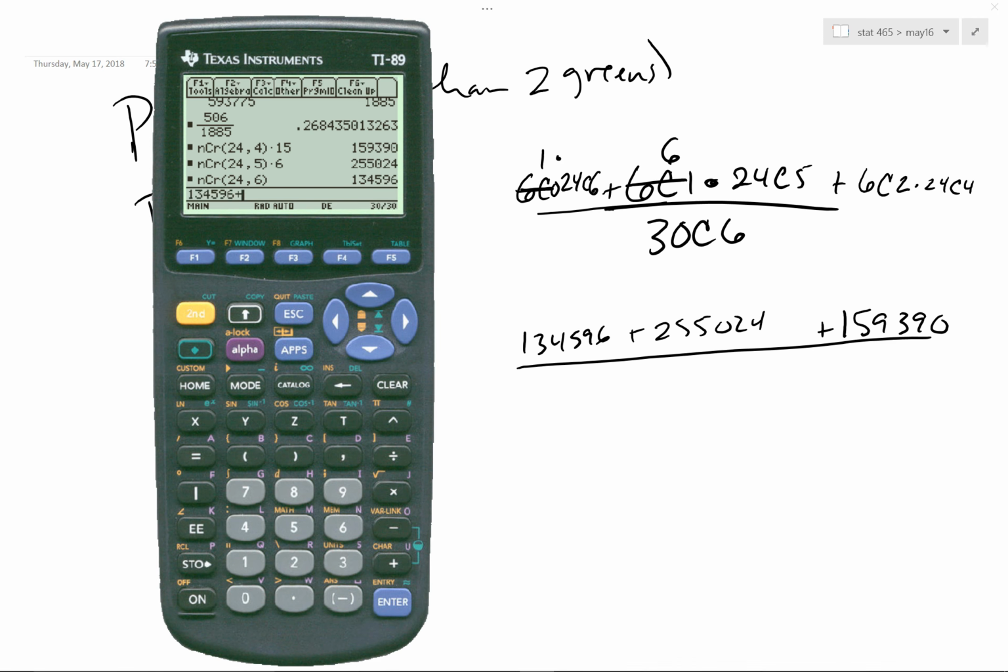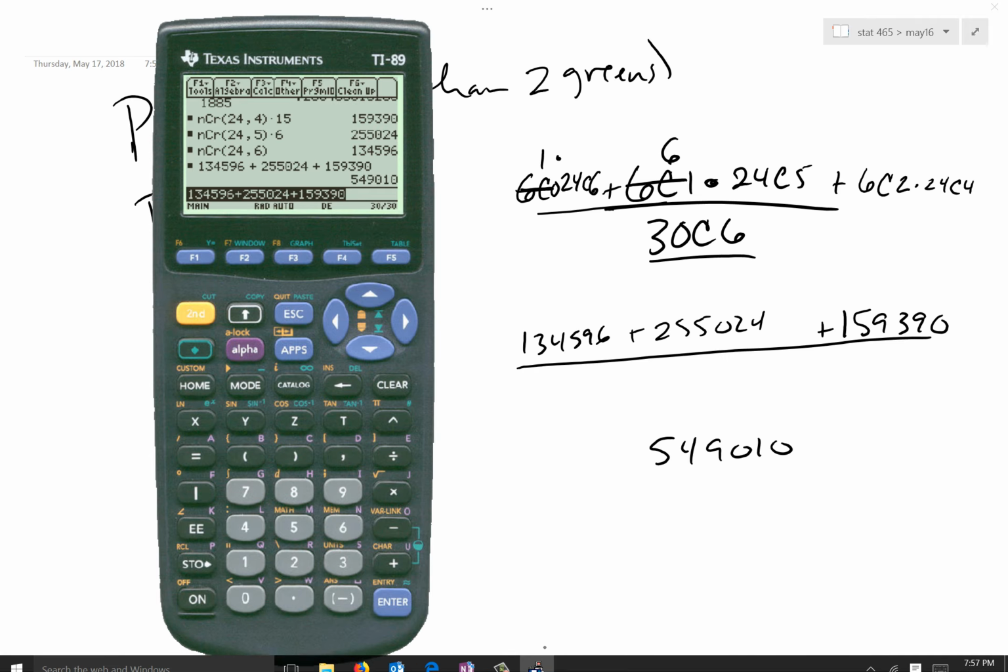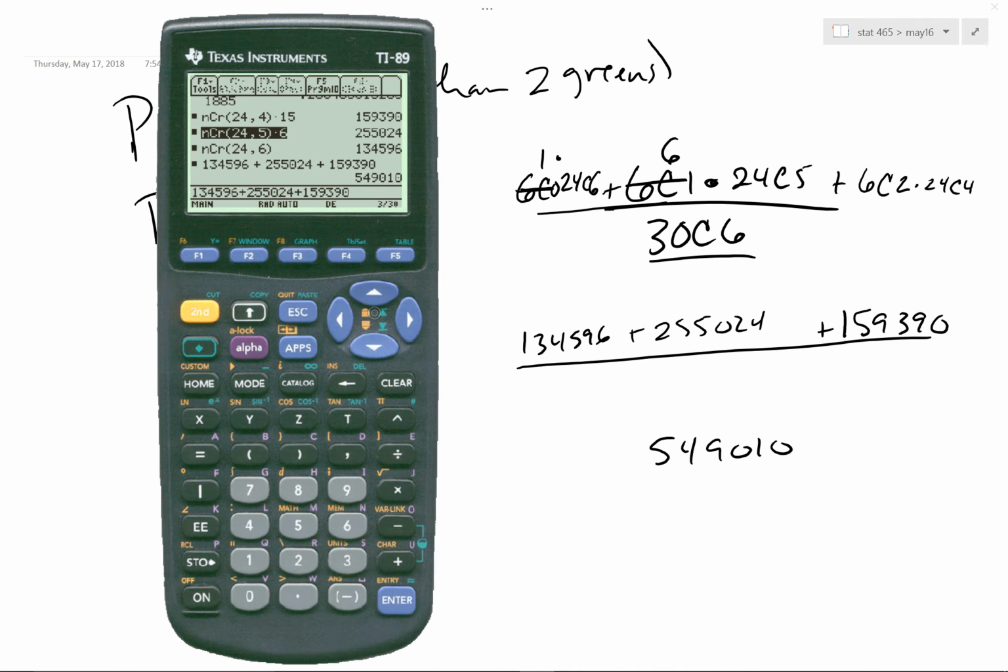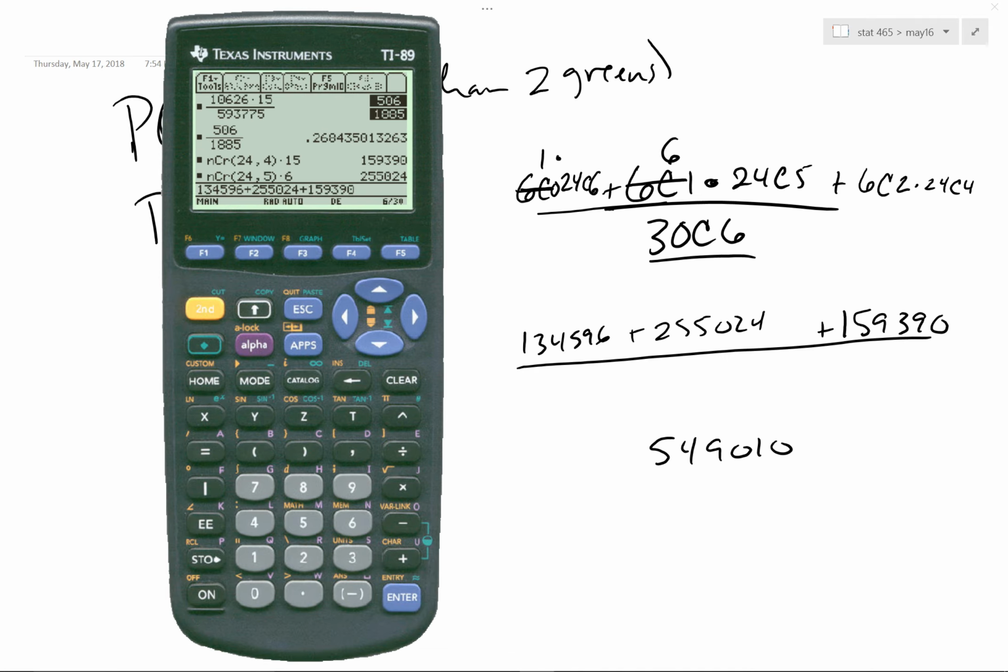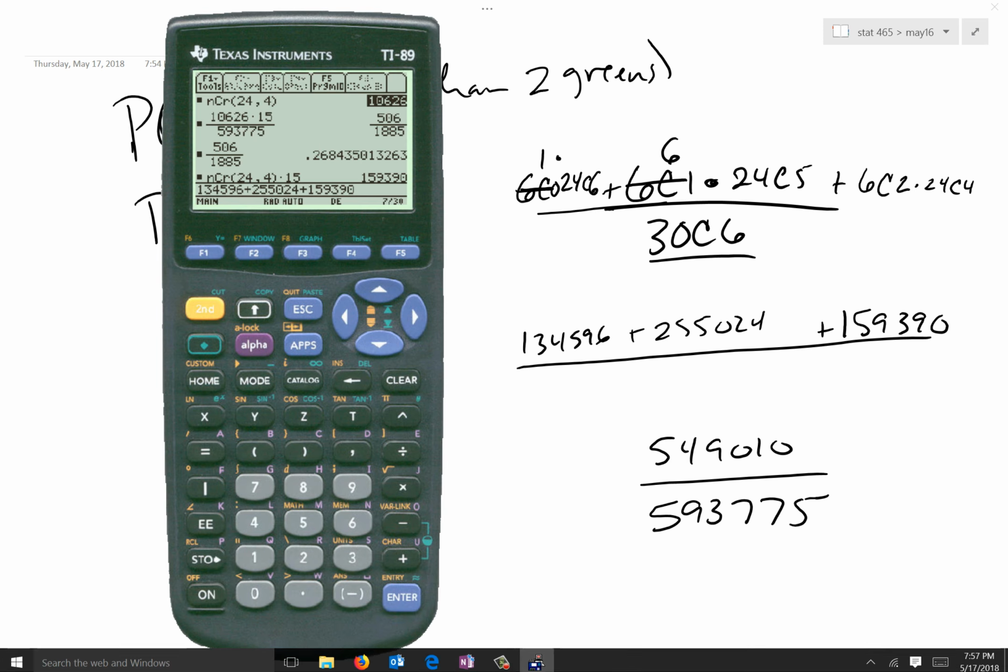So it's this guy plus this one plus this one. So 549010 over 30 choose 6, which I wrote down somewhere a minute ago or 5 ago. Maybe I didn't actually do it. Maybe I just thought I did. Did I do it? Oh yeah, I did. 593775. Okay. And so if you look at that, well, that's most of it, yes?